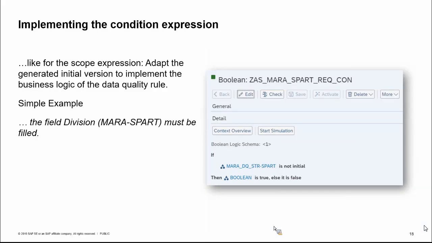And for the condition expression, it's just the same. As you see, if you want to check whether the division is filled, you just say spart is not initial. And by the way, you also have the ability to make settings in the BF+ workbench to have this technical view, which is how the setting was when I took that screenshot in the system, to have the technical field names, spart, on the UI. But you can also choose the option to have the display names there, then it would read if division is not initial.